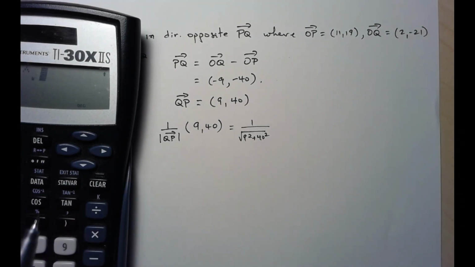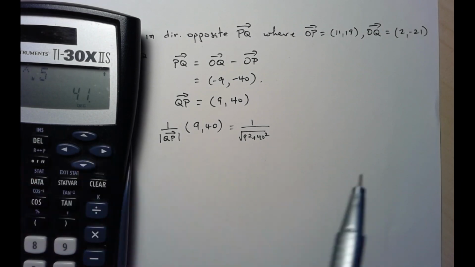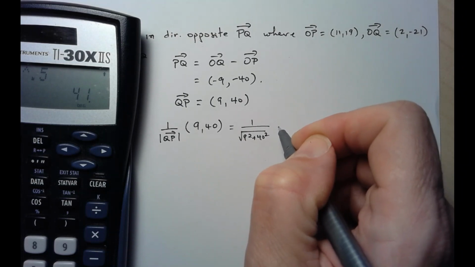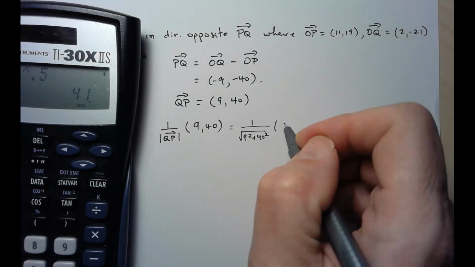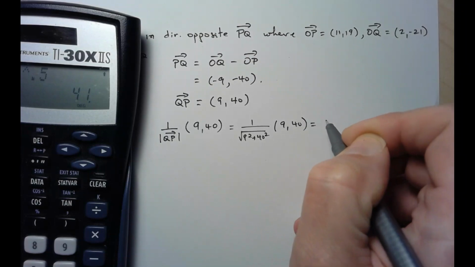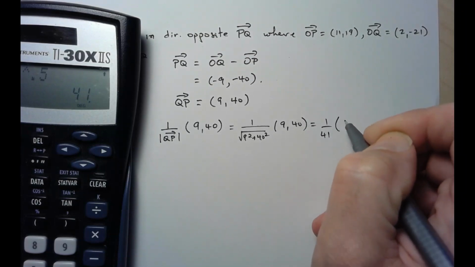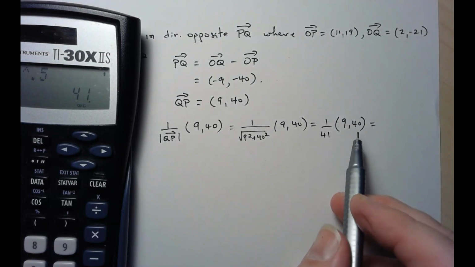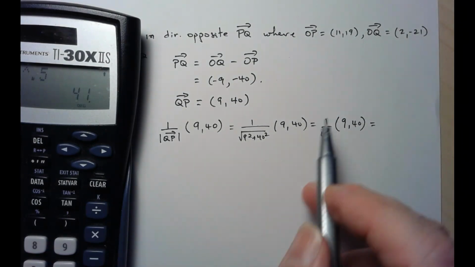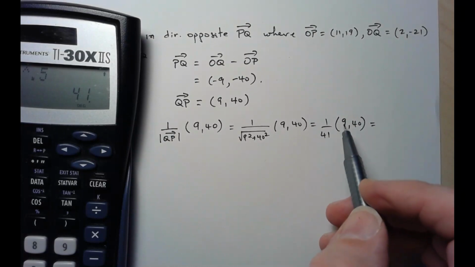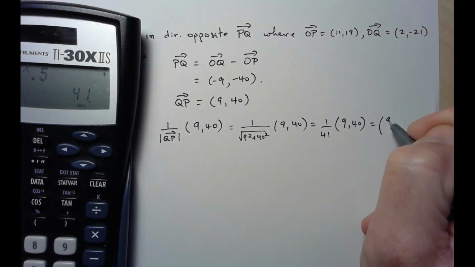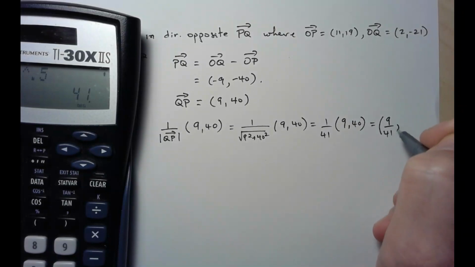I'll do that by going exponent 0.5. Oh, and it's actually a nice number, so that's why I'm going to leave it in exact form. Of course, I'm multiplying this by (9, 40). So that's just 1 over 41 times (9, 40). And this now is a scalar multiplication. If I want to write this in the simplest possible way, I'm just going to multiply each of the components by this scalar multiple. So it looks like it's going to be 9 over 41, and then 40 over 41.